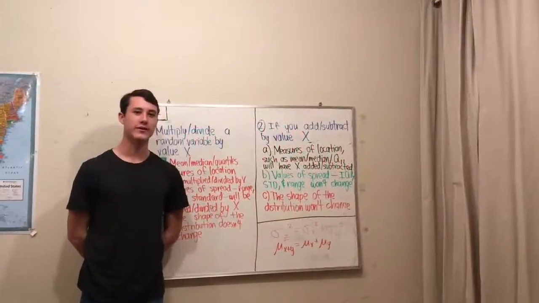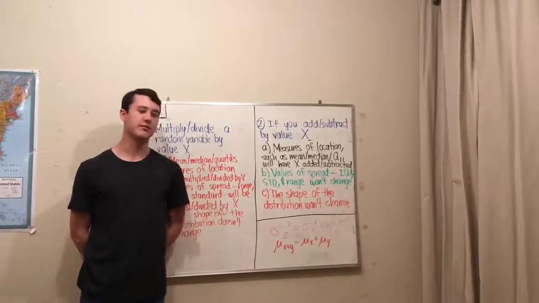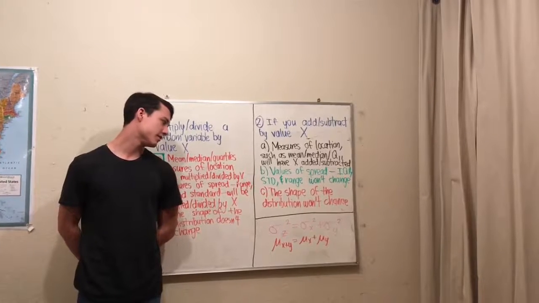To find the mean of the sum of two random variables, x and y, you simply have to add the mean of x plus the mean of y. The same principle applies to subtraction.